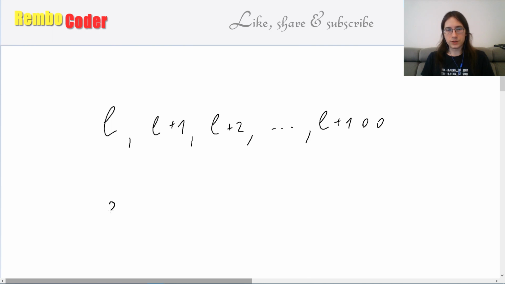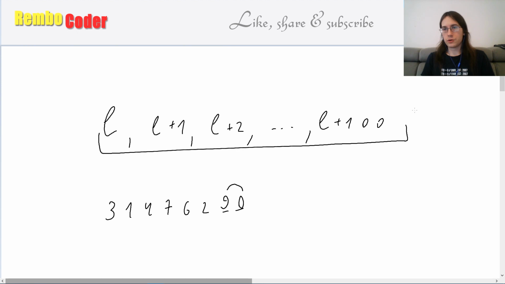If our L was, suppose, 3, 1, 4, 7, something, let's consider the last two digits. If we considered 100 numbers, the last two digits have made a full circle. So we've made all the possible combinations of the last two digits, including, for example, 90. Which means that we have already met the maximal possible difference, and there's no point in going further. So we can stop there.